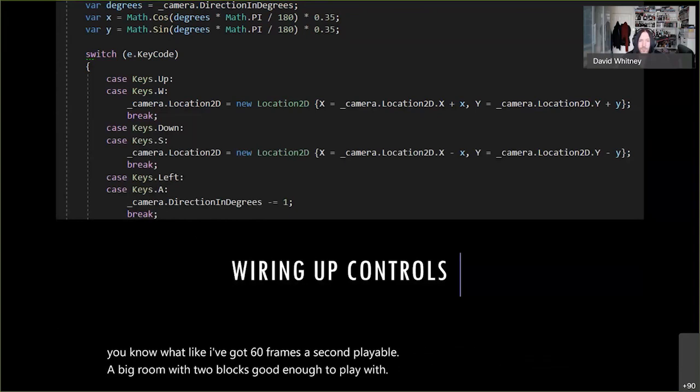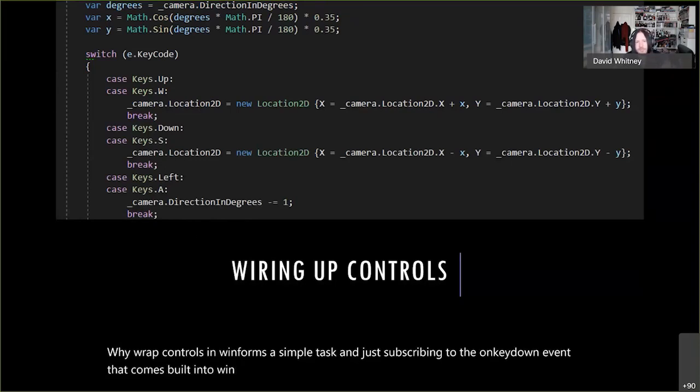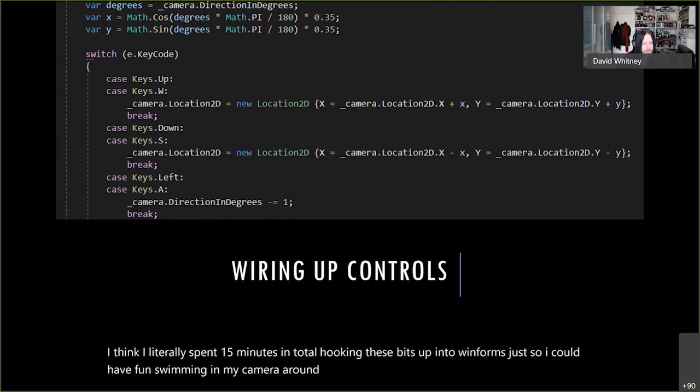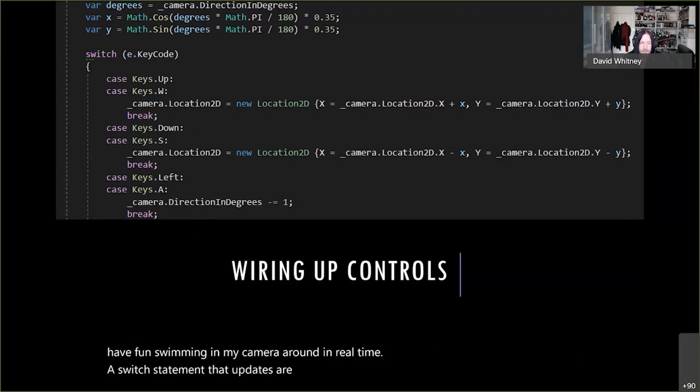Wiring up controls in WinForms is a simple task. I'm just subscribing to the onKeyDown event that comes built into WinForms and adjusting the location 2D property and my camera to add first-person style WASD controls. I think I literally spent 15 minutes in total hooking these bits up into WinForms just so I could have fun swinging my camera around in real time. A switch statement that updates a property is all it took. I was kind of almost alarmed at how simple it was.